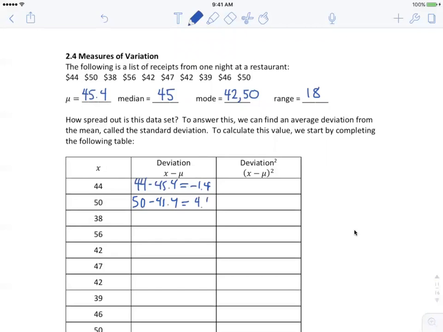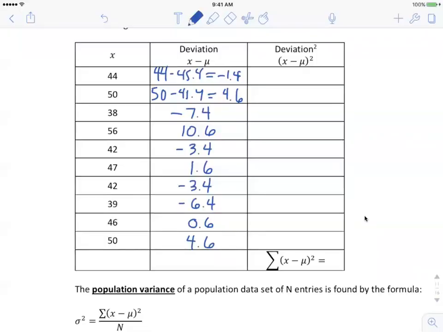That's 4.6. Okay, so I'm going to pause again. Go ahead and try those if you want to fill them out, or just wait and they'll appear. So not to waste too much time going through these calculations. Okay, so here are my values. Again, I just subtracted 45.4 from each of the data values and I got those.